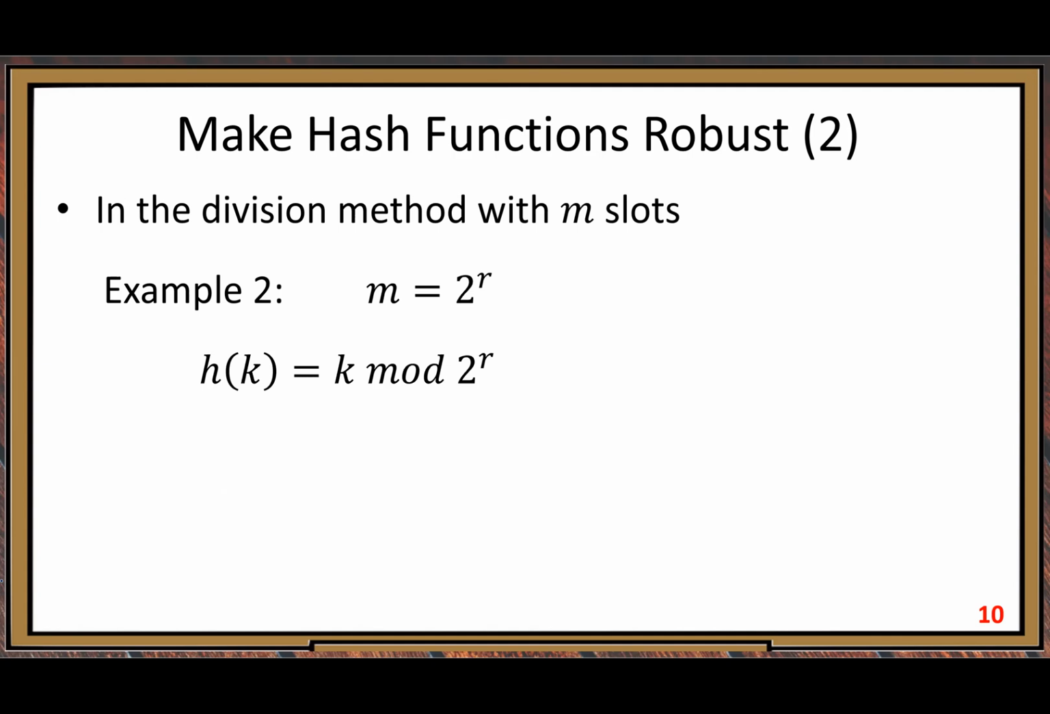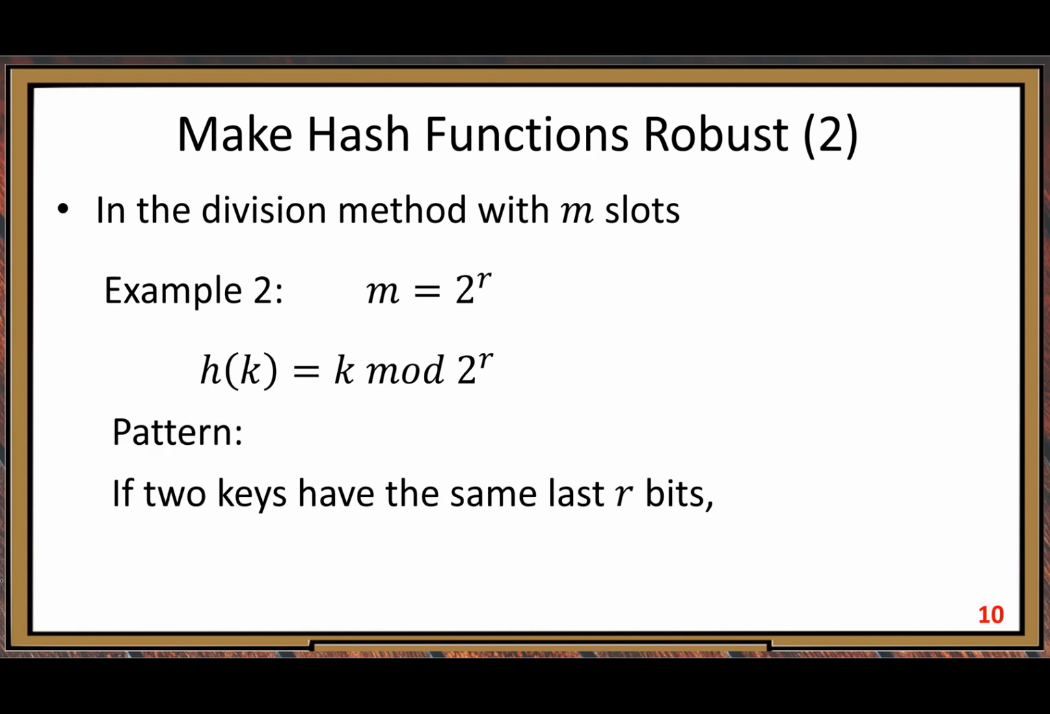When we do this k mod 2 to the rth power, what would happen? Look at the mapping result. Here the pattern is if the given keys have the same last R bits. If two keys have the same last R bits, then under this hash function, they are mapped to the same slot, right? Because when you mod 2 to the rth power, we only keep the last R bits.